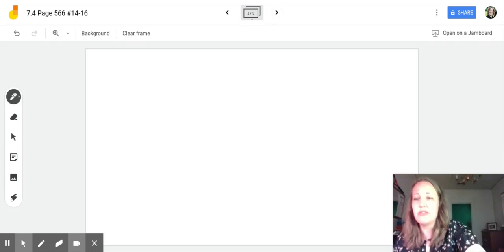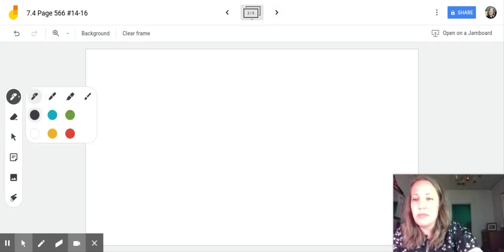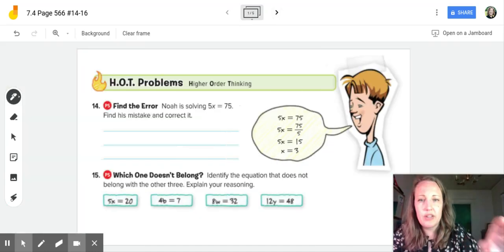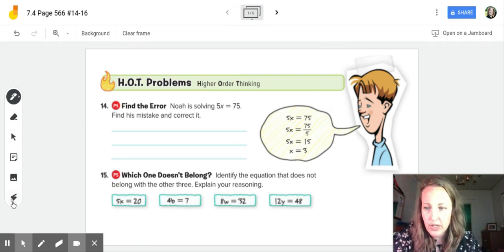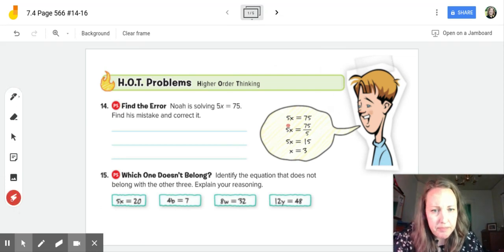5x equals 75. And you know what, rather than doing it like this, I think I'm just going to walk you through it right here. I like what he's done here. So he is dividing by 5 because he's going to undo, or use the inverse of multiplication, which is division. The problem is he only does it on one side. Do you see that? In this first step, he should have divided both sides by 5.